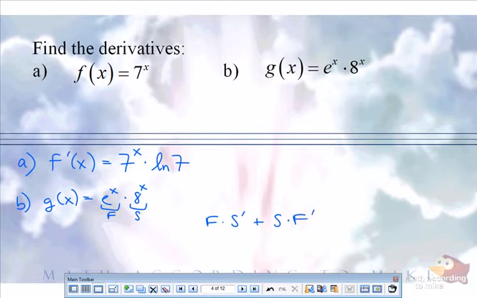Good. So g prime of x would be the first, e to the x, times the derivative of the second, which is just like part A. What's the derivative of 8 to the x? Good. Plus the second, 8 to the x, times, what's the derivative of e to the x? E to the x.